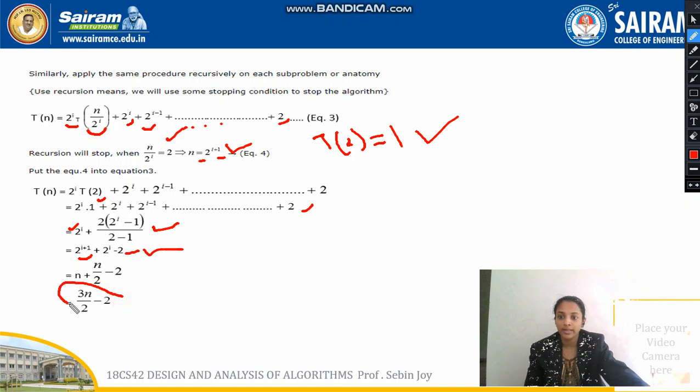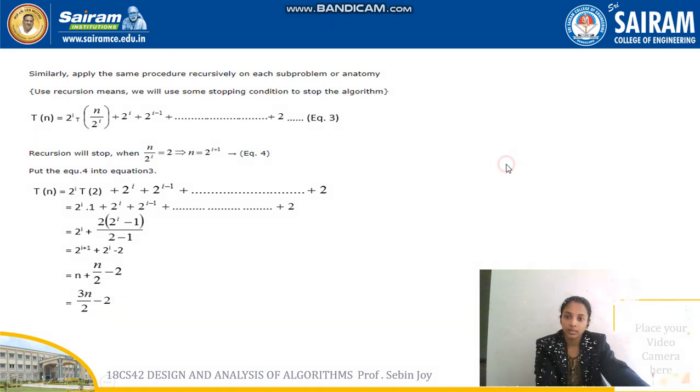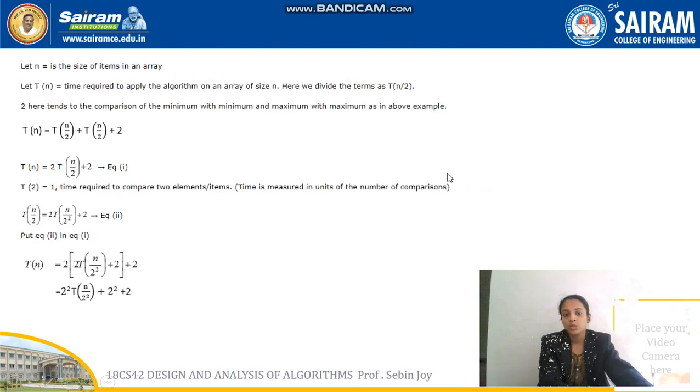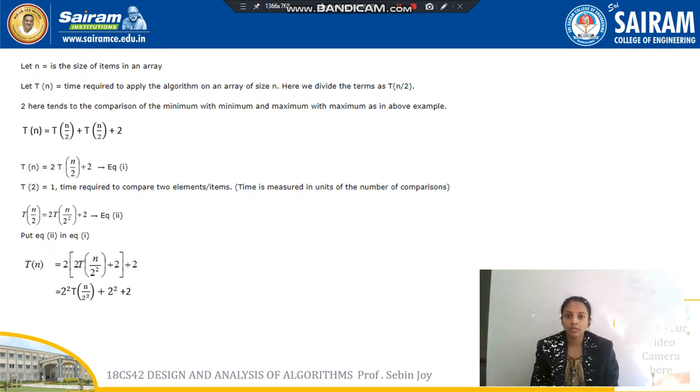So at the end you will be getting 3n by 2 minus 2, which can be written as 3n. This is the way you have to solve the binary search algorithm. In this, two things you have to find out. One is to write the algorithm for it using divide and conquer. Divide and conquer works like this: we divide the array elements into two halves, find the maximum and minimum in both halves, compare them, and find the final maximum and minimum.